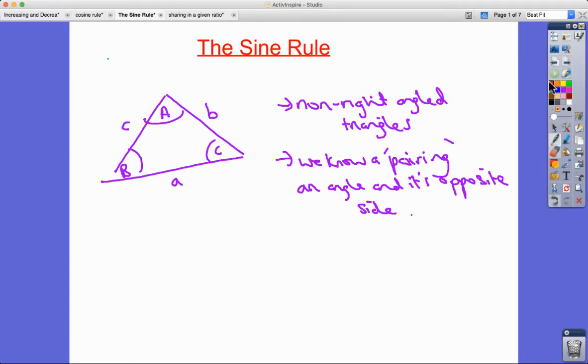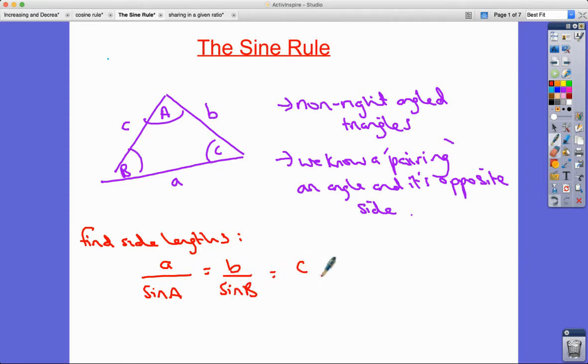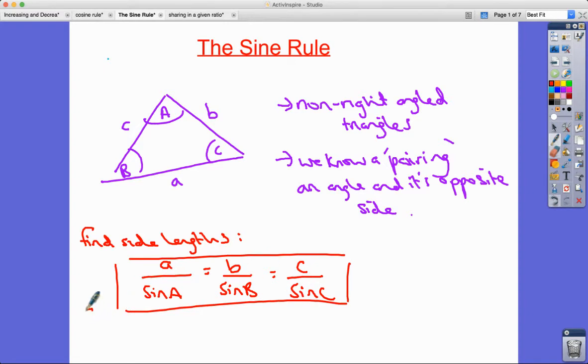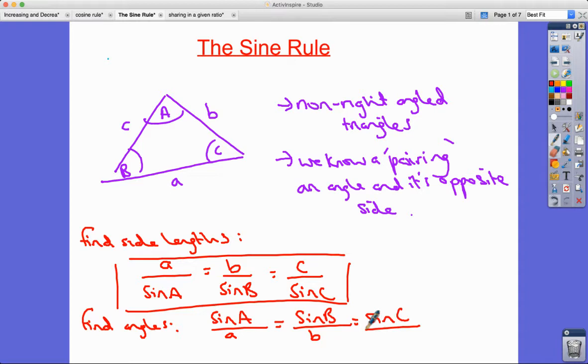Now, if we're trying to find side lengths, what we do is we use this version of the sine rule, which is a over sine A equals b over sine B equals c over sine C. And if we're trying to find angles, we'll see this in action soon, we just invert this. We put the angles on the top. So we get sine A over a is sine B over b is sine C over c.